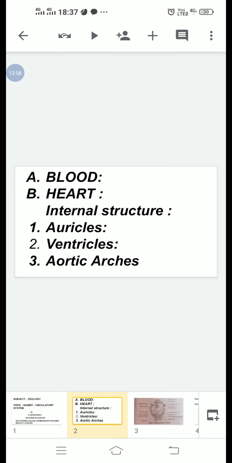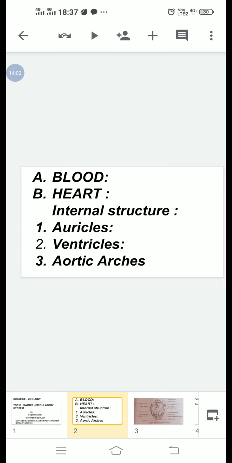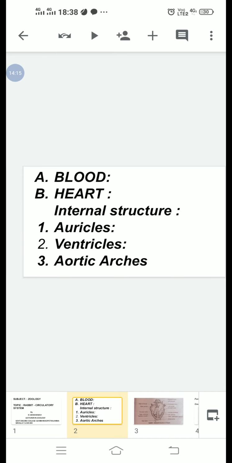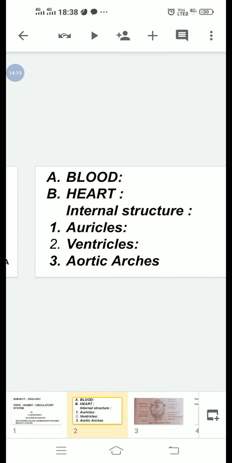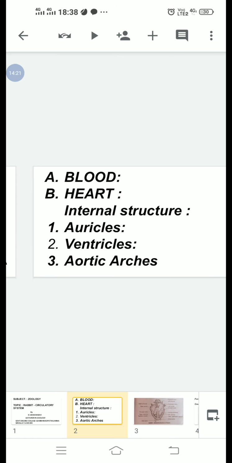The left ventricle is larger than the right. The wall of the ventricles is thick and highly muscular. The wall of the left ventricle is thicker than that of the right ventricle.